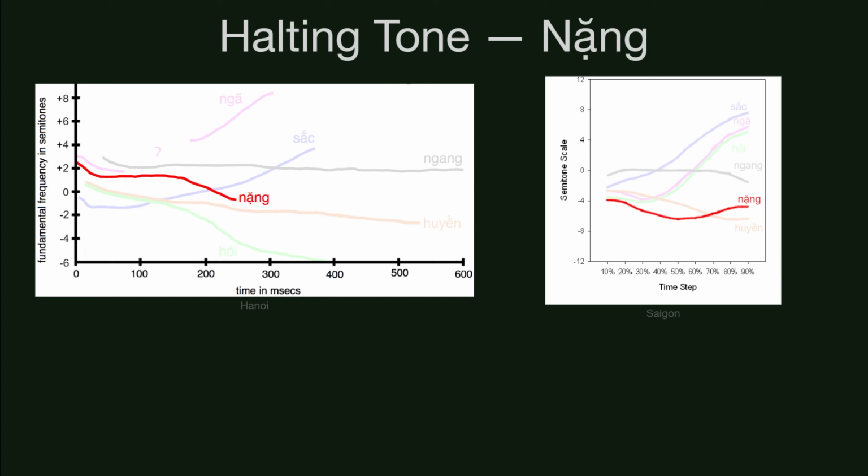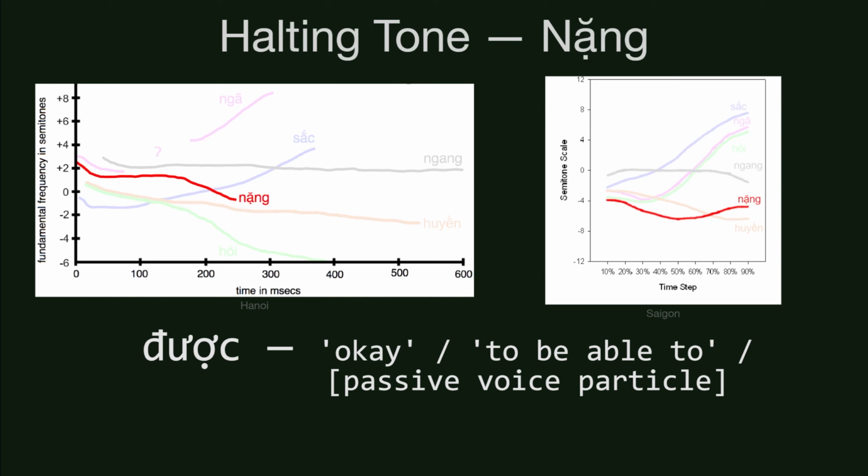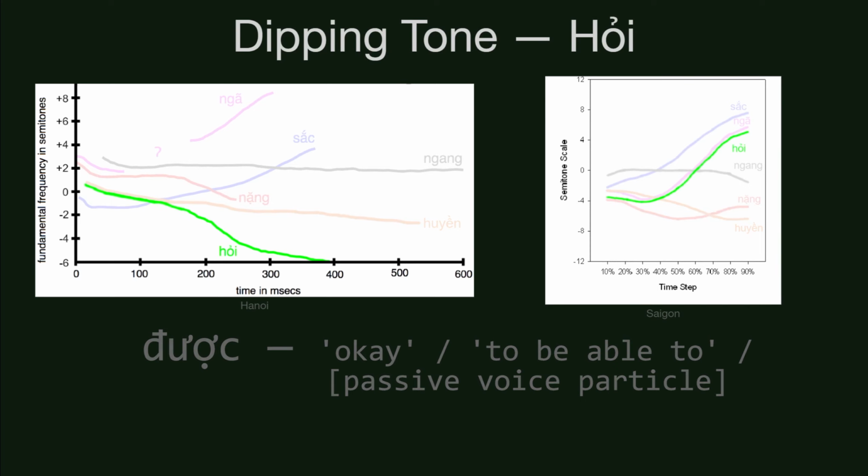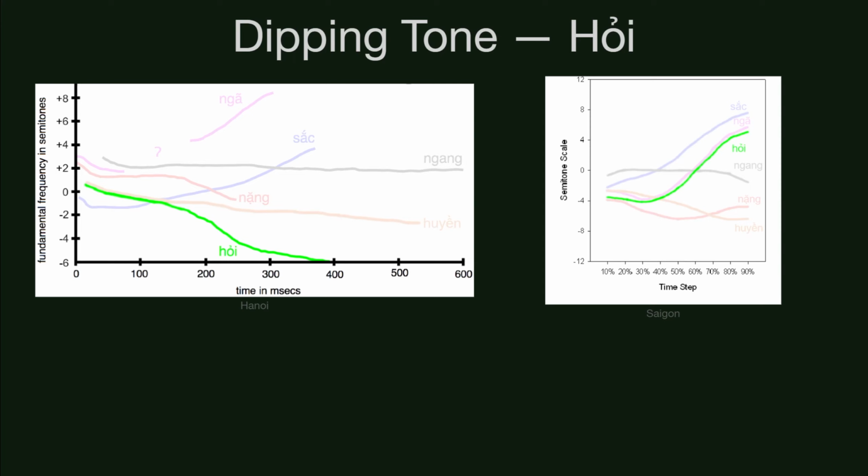For this tone, you also want to use creaky voice, so in that sense, it's pretty similar to huyền. What makes this tone special, though, is that it has a very short duration. So if a syllable has this tone, you want to spend a very small amount of time actually pronouncing it. So, as an example, we have this word, which in Hanoi should sound something like "duh," while in the South should sound like "duh." Next up, we have the dipping tone, which the Vietnamese call hỏi.